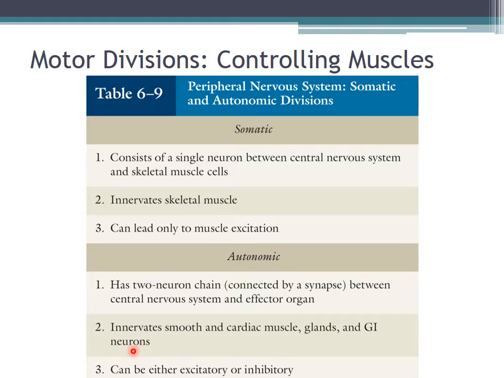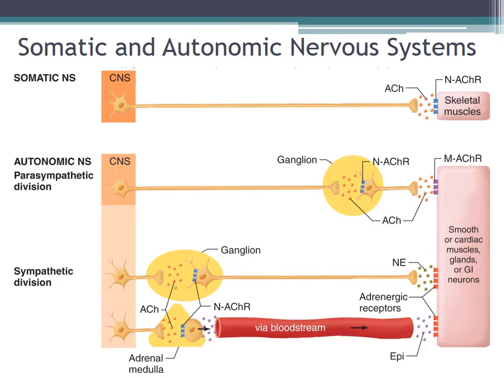Now, the other major difference you can see here is that the autonomic nervous system can either be excitatory or inhibitory, essentially depending on where it's innervating. Now, this diagram shows you very nicely what you need to know about the innervation of the somatic branch of the nervous system and the autonomic branch of the nervous system.